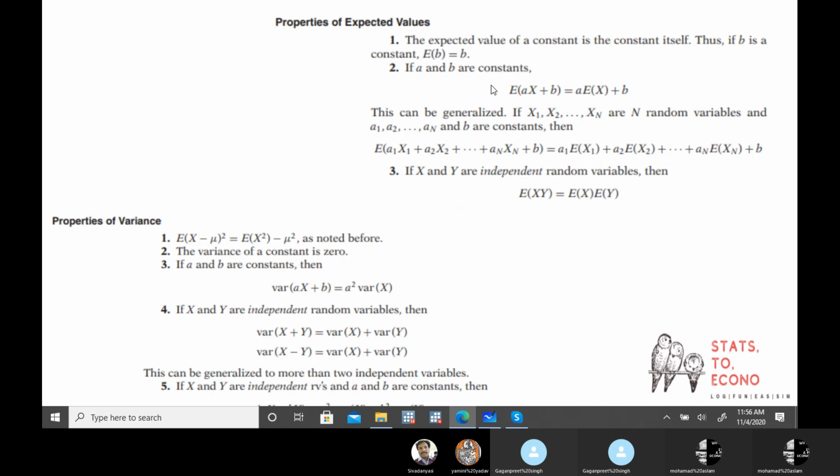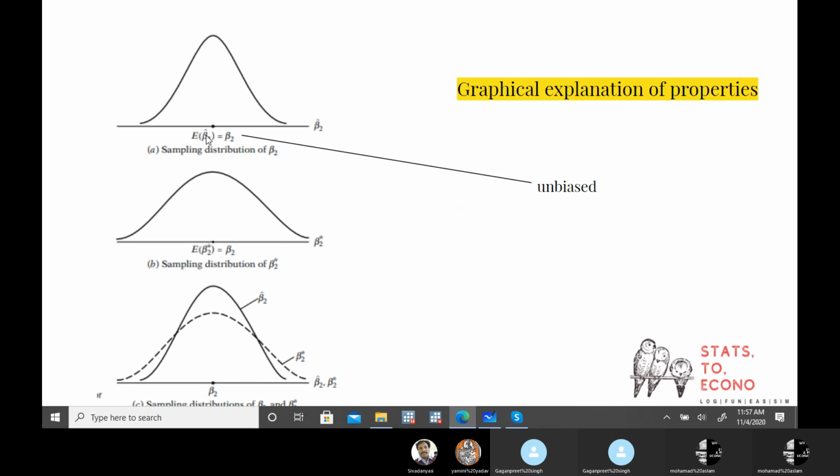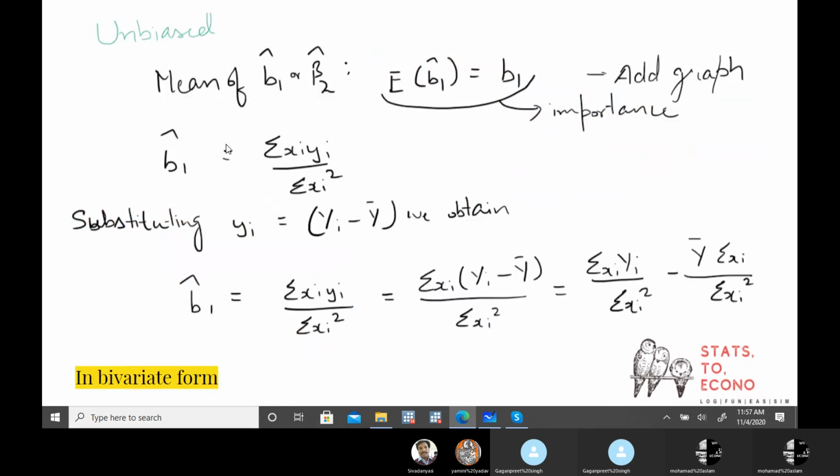Then if you have this particular equational form, the expectation is only for the variable. The constant will come out of the expectation, and for a constant, the expected value is the same as the value of that constant. So these one or two properties we are going to use in this derivation to prove that the average of all sample estimates, or the expected value of all sample estimates, is equal to the population parameter. So let's start with the slope coefficient.